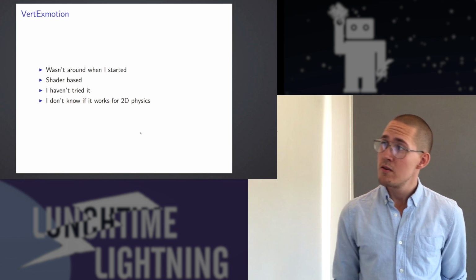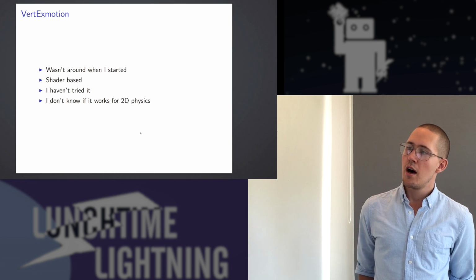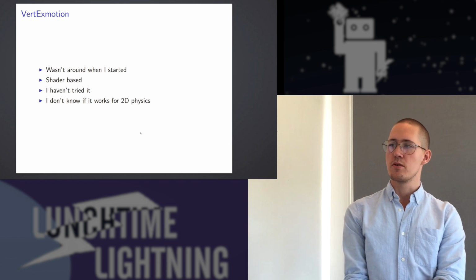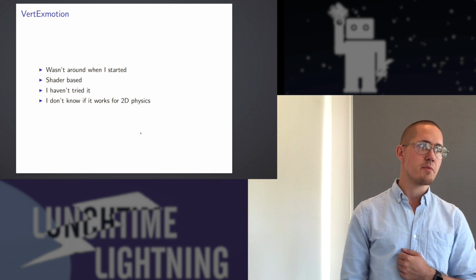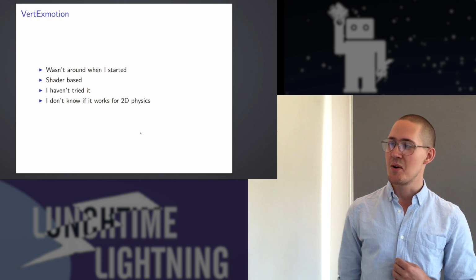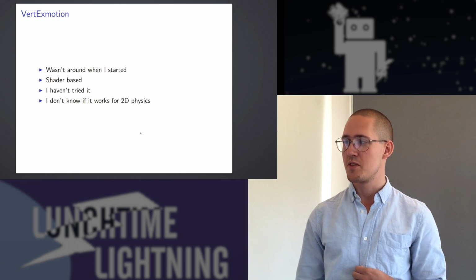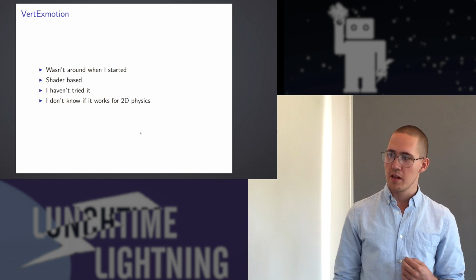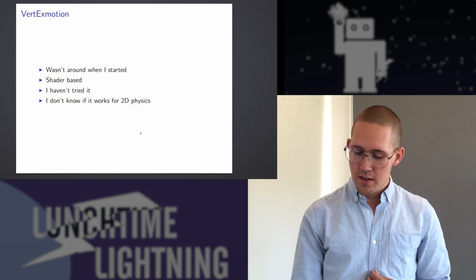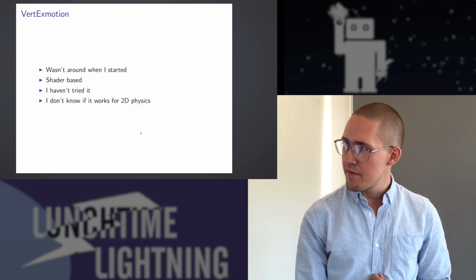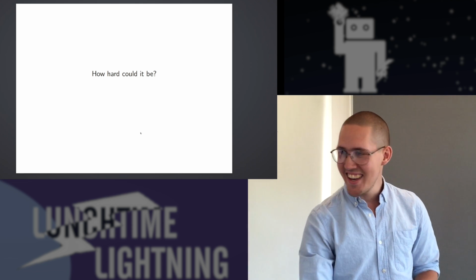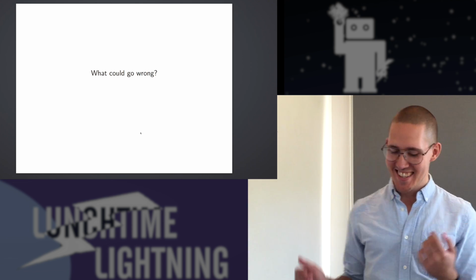There's also now a thing called vertex motion, which wasn't around when I started out with this. It's a shader-based solution, which means that it runs on the GPU, which is a lot faster than running on the CPU. I haven't tried it, so I don't know if it works with 2D physics or how well it works. The demos look really cool, but I haven't tried it out. So since this wasn't around, I figured, how hard could it be? And what could go wrong?